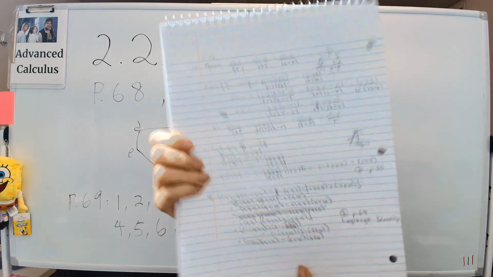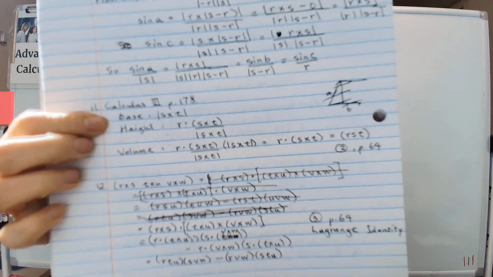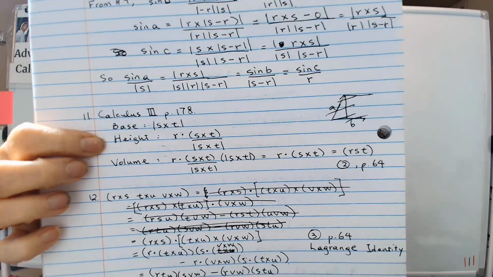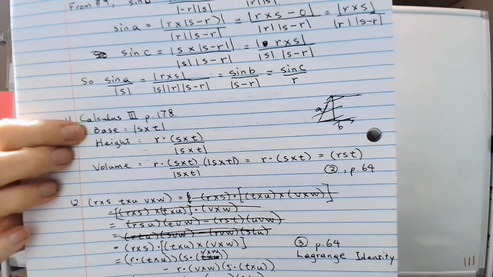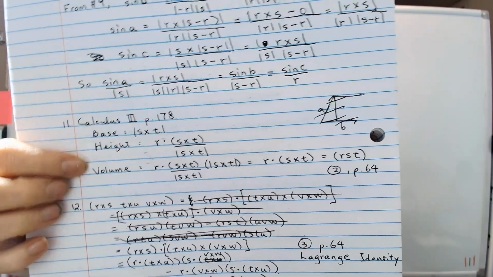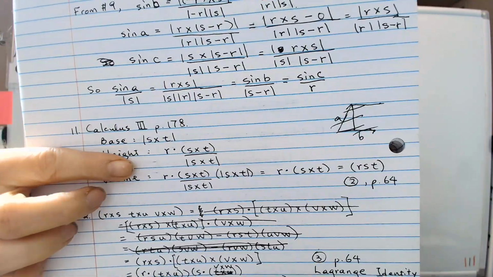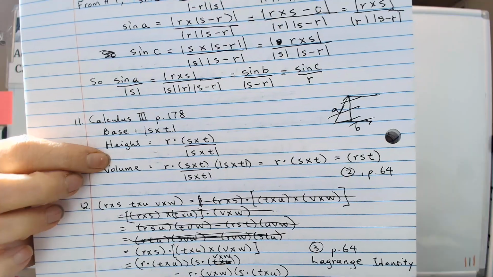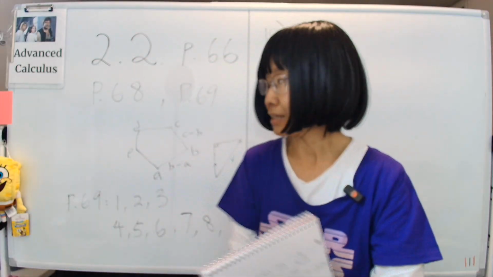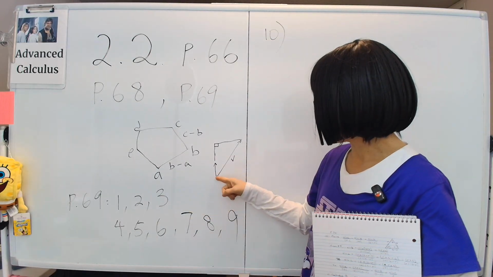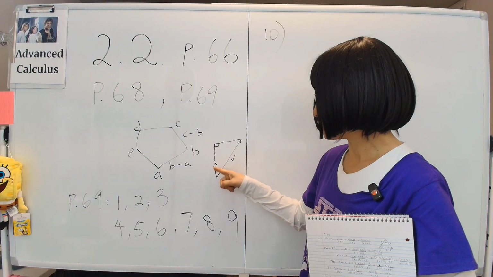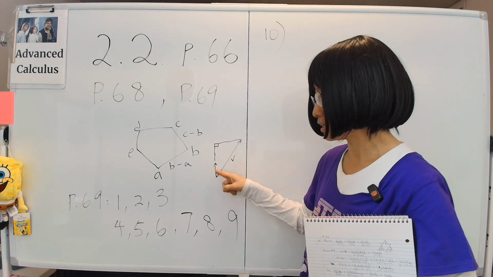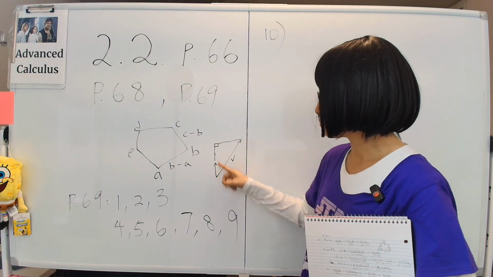Okay, what happens is, it turns out it was quite simple. Once I realized what was going on, the base is of course s cross t. And then what's the height? The height is r dot the normal vector of s cross t. Let's say this is s cross t, and what I did is divide it by its magnitude, so that is a unit normal. Not just normal, but unit normal.